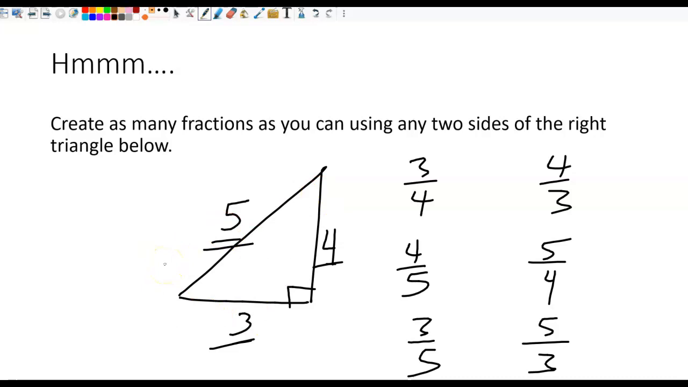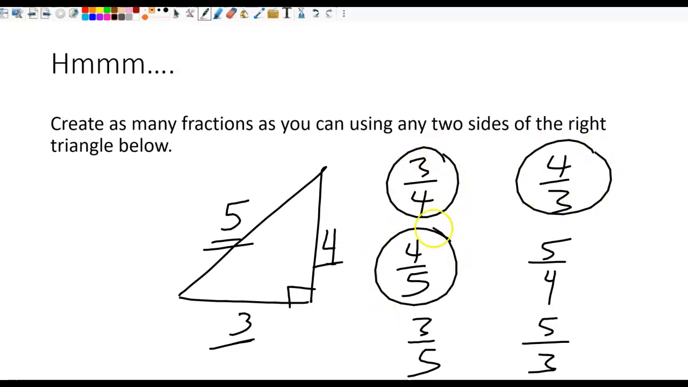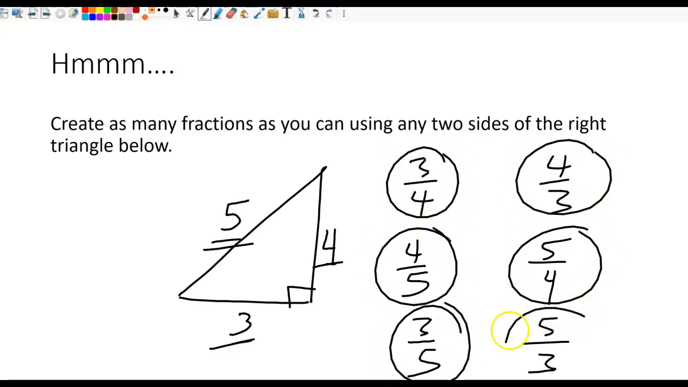Now you might think, what's the point of that, Mr. Bailey? Well, actually, that's the whole point of today's lesson. Each of these fractions has a name, but they can only be named if you have a reference angle. So I'm going to go ahead and call this theta. If I do that, that means 4 is the opposite side, 3 is the adjacent side, and 5 is my hypotenuse. And based on that, all 6 of these have a name.